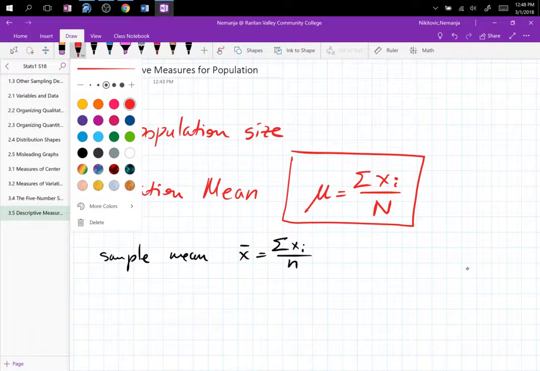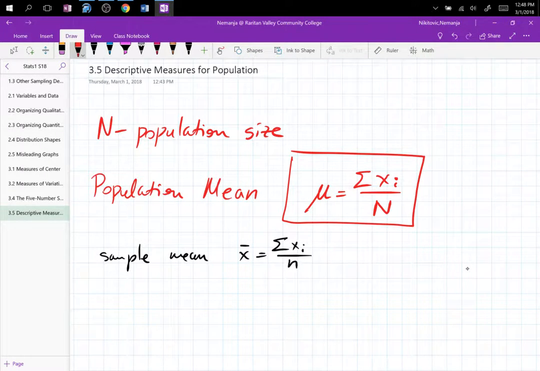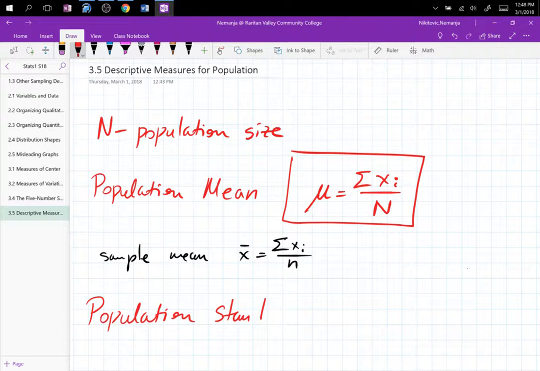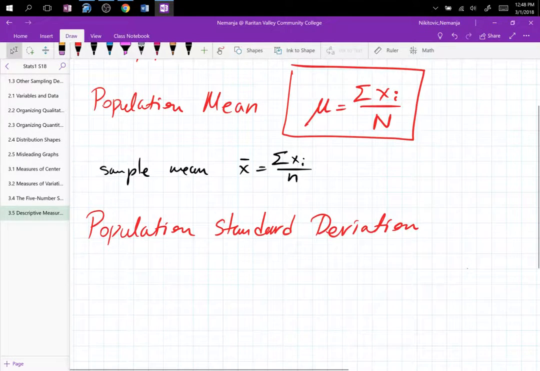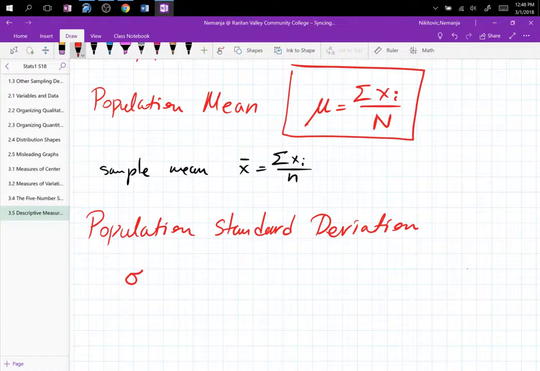Population standard deviation has a similar formula. So population standard deviation, instead of using S, is using sigma, another Greek letter. So it's sigma. It's like the o with a little tail. Right, it's sigma.